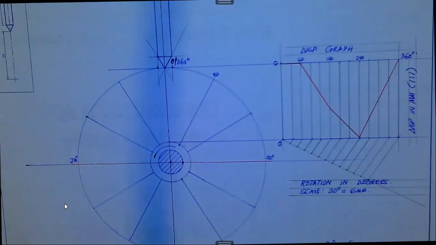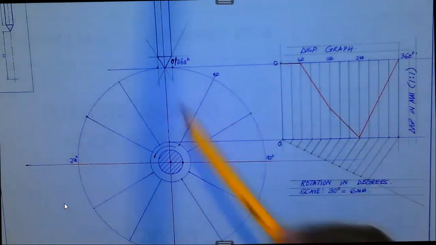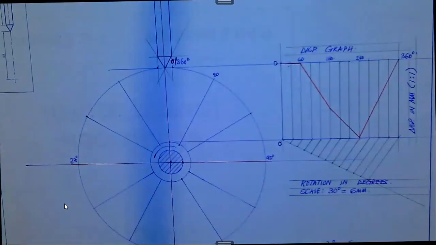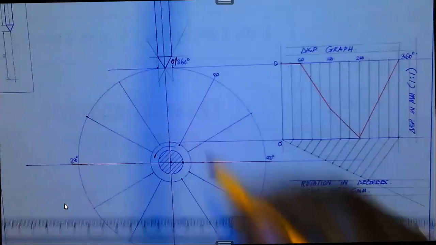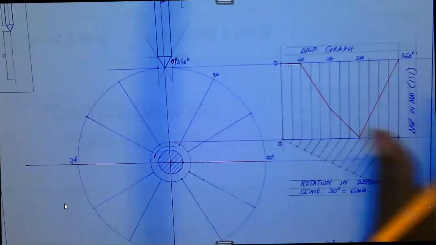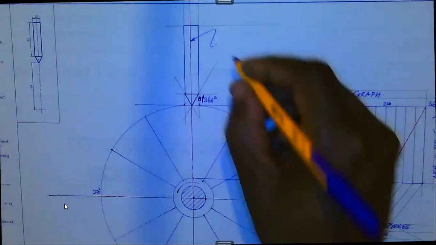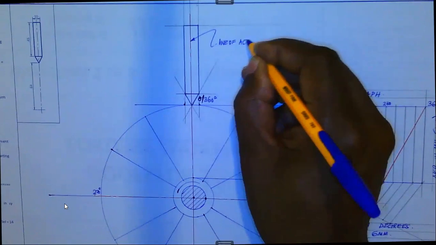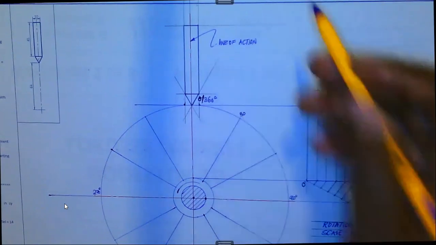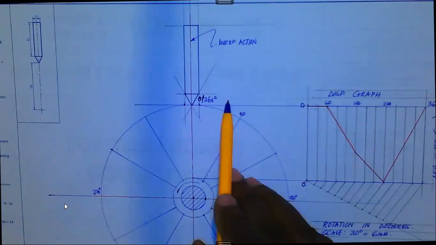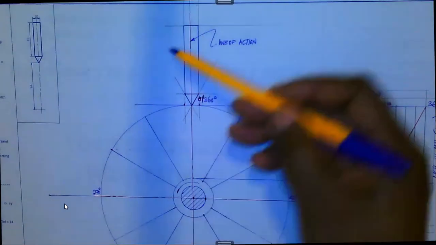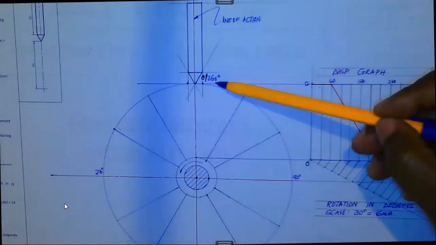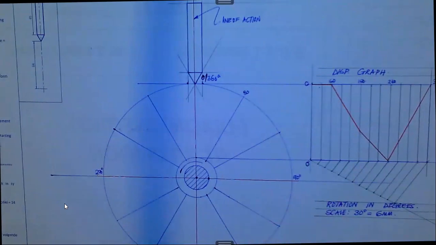Once you have done that, you now can project. We refer to this line where the follower is going to move as the line of action. So this line is referred to as the line of action. So as you project from the displacement graph, you direct the projection to the line of action. Remember, you don't have the actual follower here. You have got information which is representing the follower.